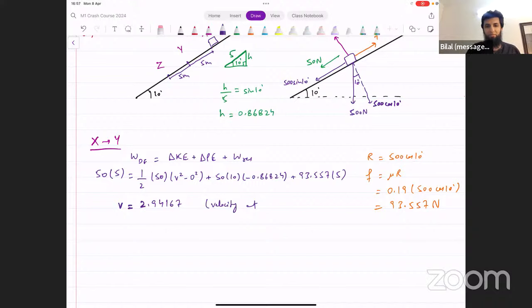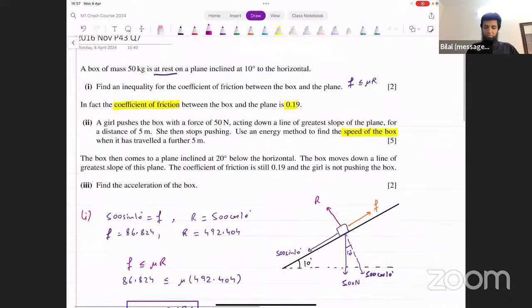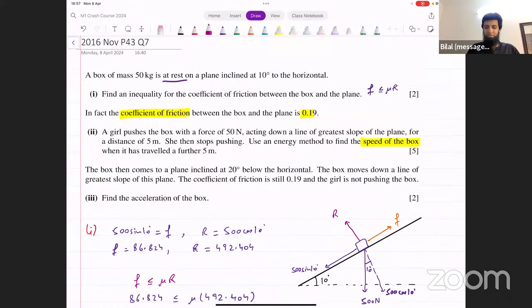Can somebody confirm this calculation? Okay, so that's the velocity at y. We have found the velocity at y, the speed at y. Now, let's see what happens in the next part of the journey from y to z. So now we have the next 5 meters. We have to find the speed of the box after the next 5 meters.